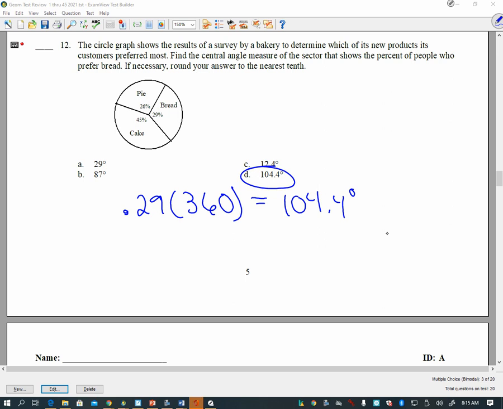So yes, you can do the proportion if it makes sense, or you can look at it as just 29% of the total. The percent has to change over to a decimal. You can't write it as just 29. You have to convert to a decimal, and it will give you the same number. So I would take that work absolutely.